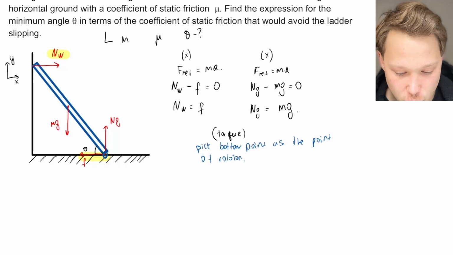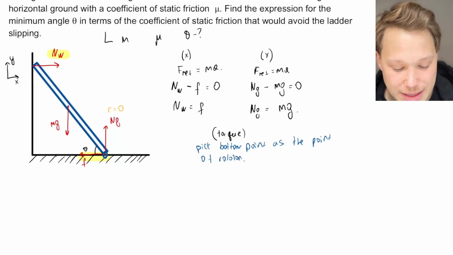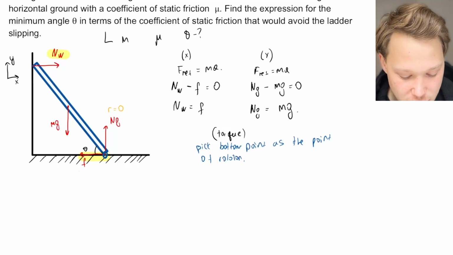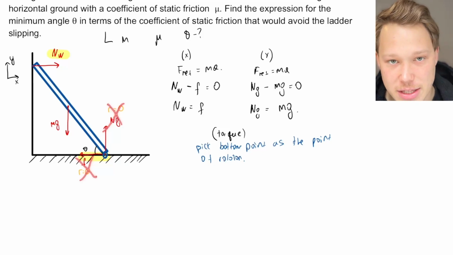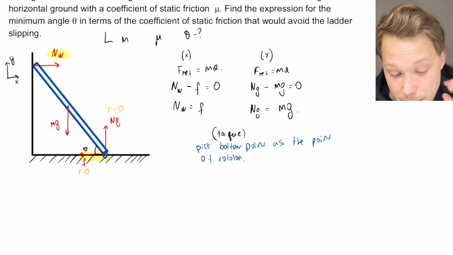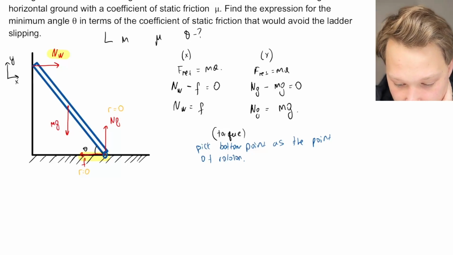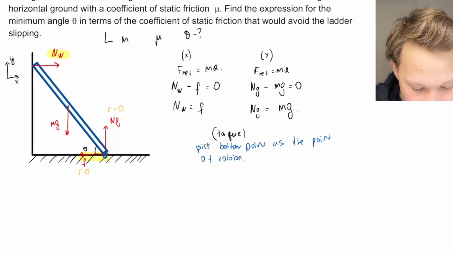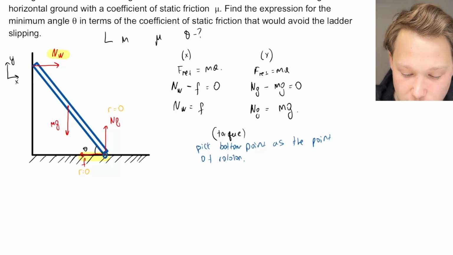Cool. So therefore, if we pick this bottom point as a point of rotation, right away the distance of ng is 0 and the distance of friction force is 0. So those torques already canceled out, right? Now let's think about the rest of these forces. So we have essentially mg and nw. Great. So let's start with nw, right?